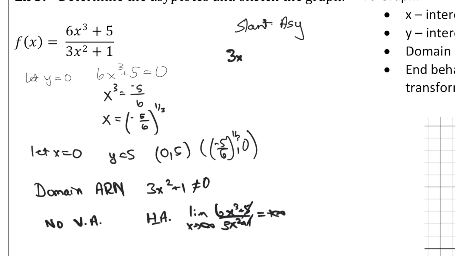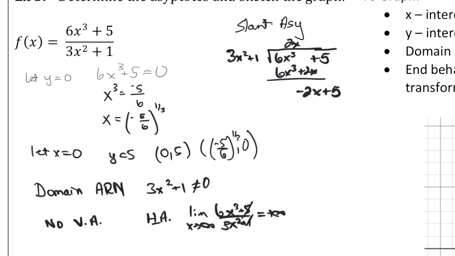Take your 3x squared plus 1 and divide it into 6x cubed, leave some space, and plus 5. When you do your multiplication and division, you get 2x times the divisor is 6x cubed plus 2x. This is subtraction, negative 2x plus 5. You now know that your function could be rewritten as 2x plus (negative 2x plus 5) over (3x squared plus 1). So you have an oblique asymptote or slant asymptote at y equals 2x.